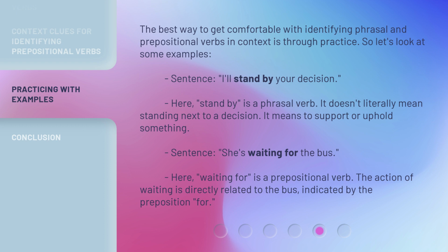Sentence: she's waiting for the bus. Here, waiting for is a prepositional verb. The action of waiting is directly related to the bus, indicated by the preposition for.